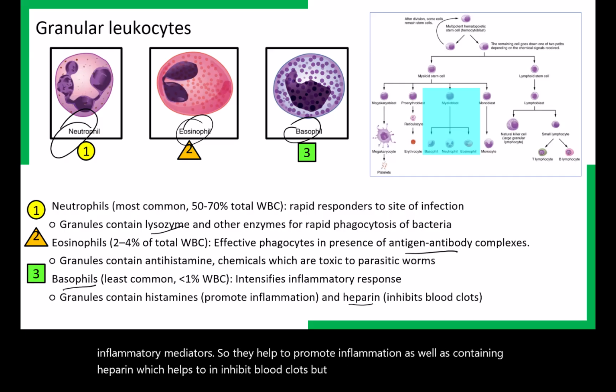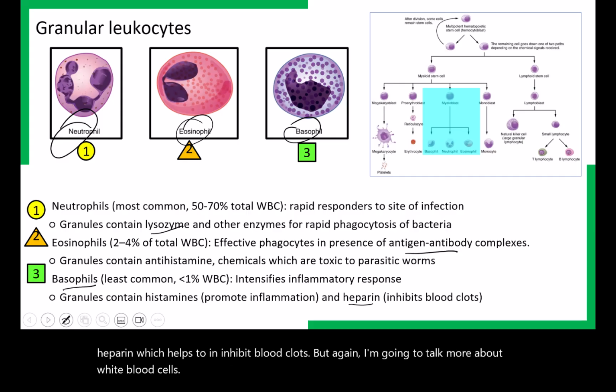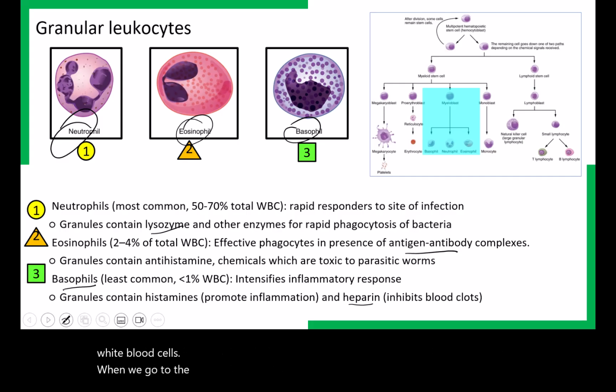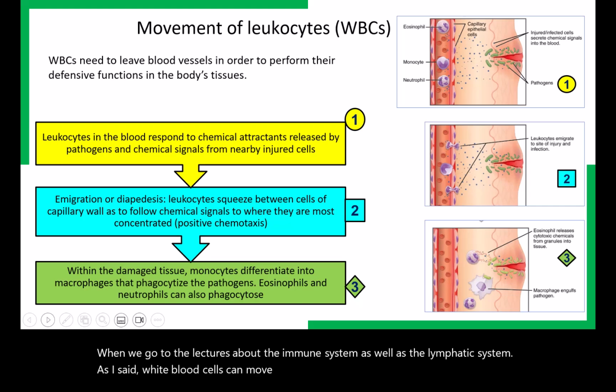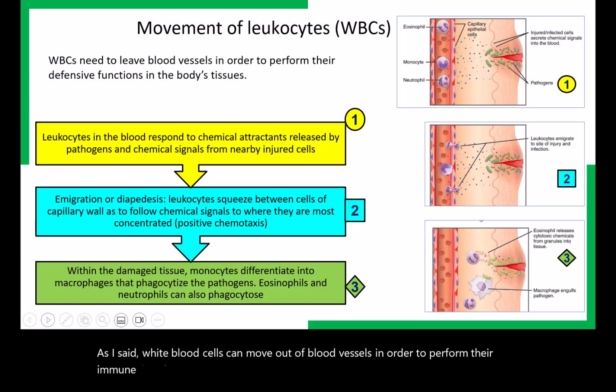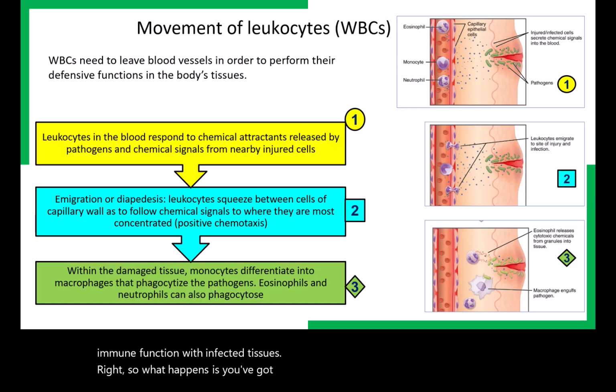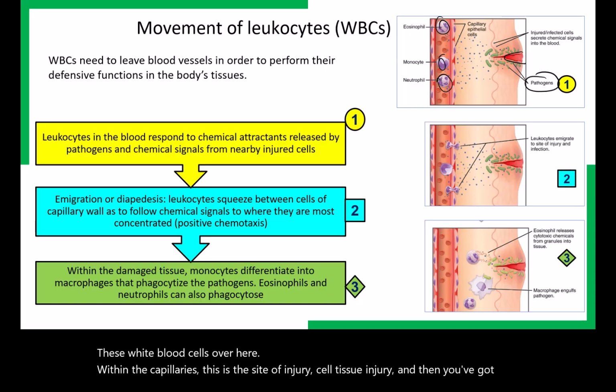But again, I'm going to talk more about white blood cells when we go to the lectures about the immune system as well as the lymphatic system. As I said, white blood cells can move out of blood vessels in order to perform their immune function with infected tissues, right? So what happens is you've got these white blood cells over here within the capillaries.